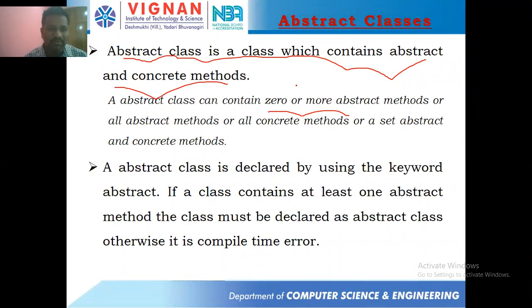What do you mean by abstract class? An abstract class is a class which contains abstract methods and concrete methods. Next, you can take like this: an abstract class is declared by using the keyword abstract. If a class contains at least one abstract method, then the class must be declared as abstract. Otherwise, it is a compile time error; the Java compiler generates an error. Okay, make a note of this, students, fast.